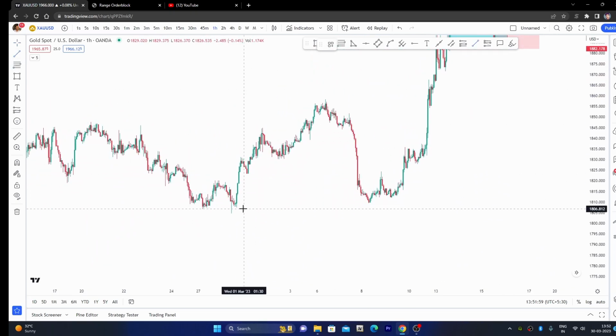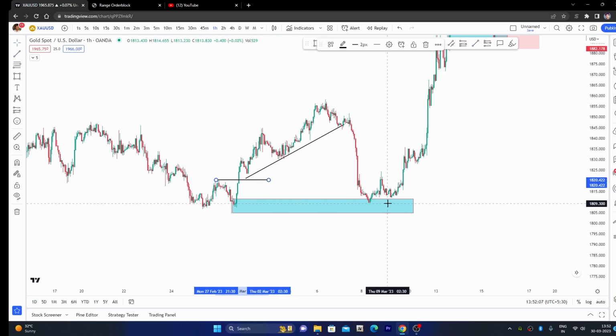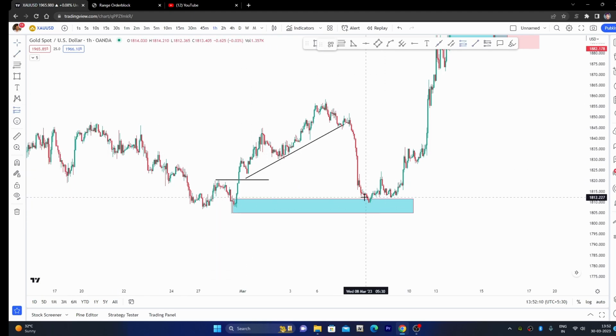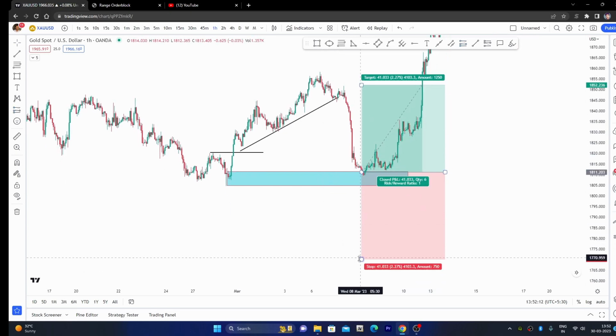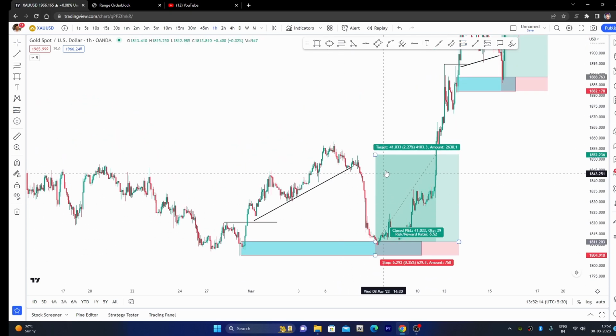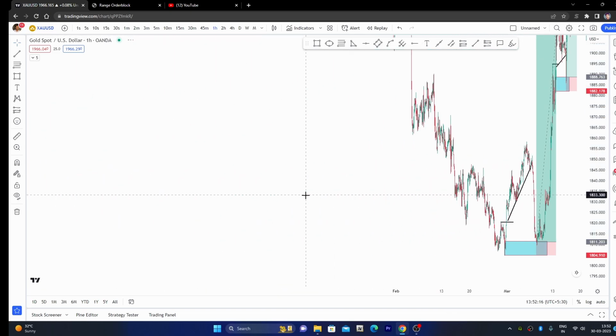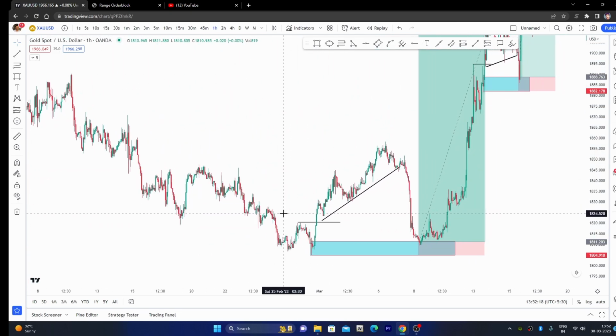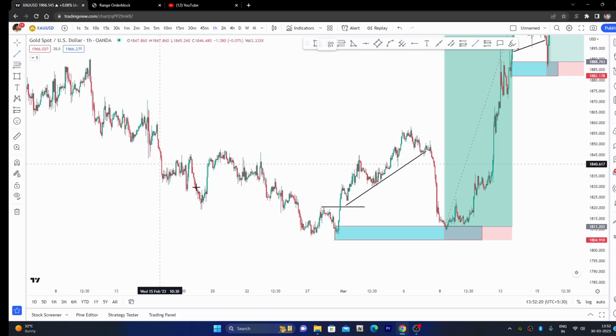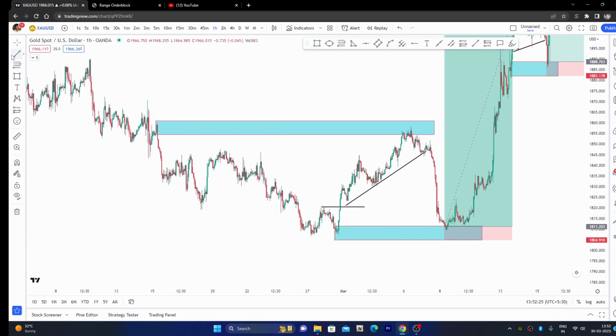Again, the same thing is happening over here. We can see there is an order block over here. Price reacted from this order block again, and it's still going to the upside. If we try to understand this, there was an order block over here. Okay, and this is liquidity. So price reacted from this zone again.